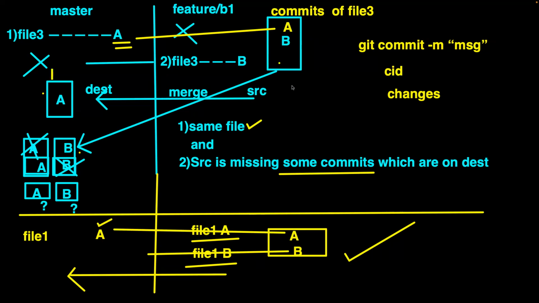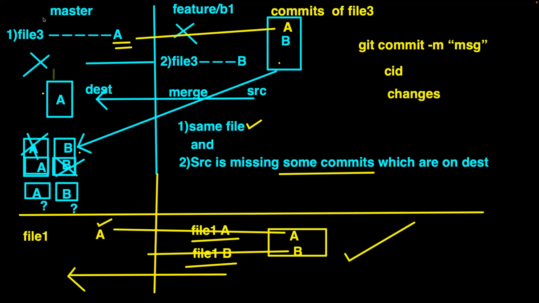Don't get confused with the branch. You mean both data is available in the B1 feature, right? Yes. After commit. Only this additional new commit should be there on the source. Only the additional commit should be there, isn't it? Otherwise, what will happen? It will ignore or it will overwrite. It doesn't know what to do.